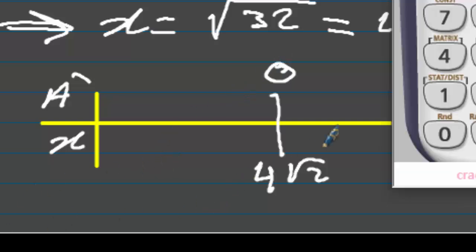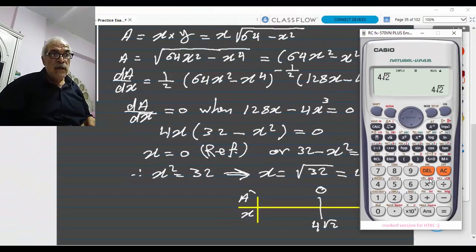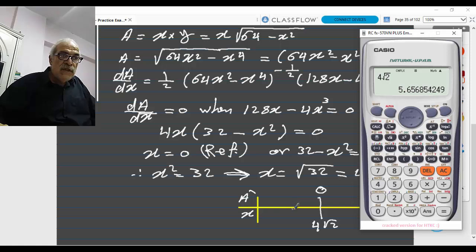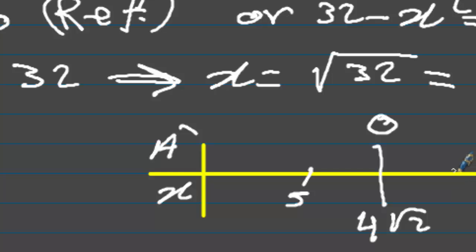Now, what is the value of 4 root 2? 4 root 2 equals 5.6. So we take a number less than 4 root 2, like 5, and greater than 4 root 2, like 6. And we substitute in the first derivative. But we'll substitute in the numerator here, 128x minus 4x power 3, because the denominator is always positive.